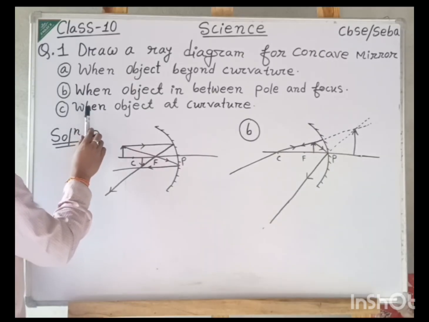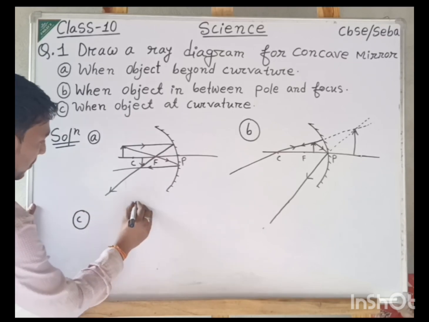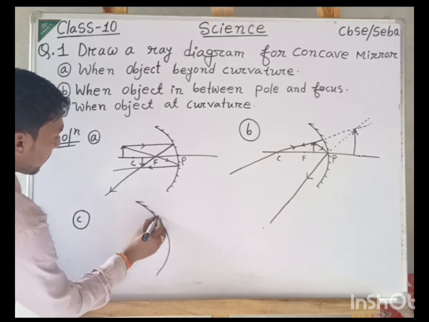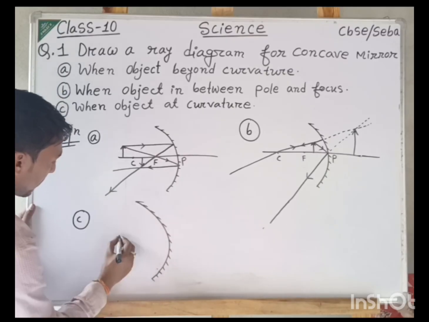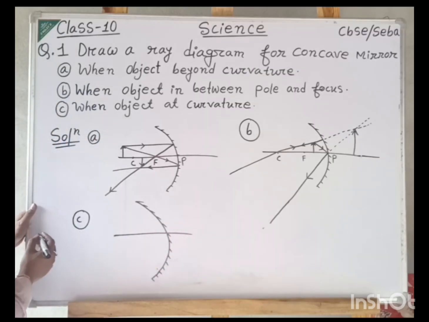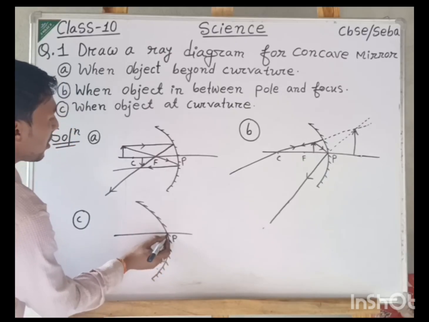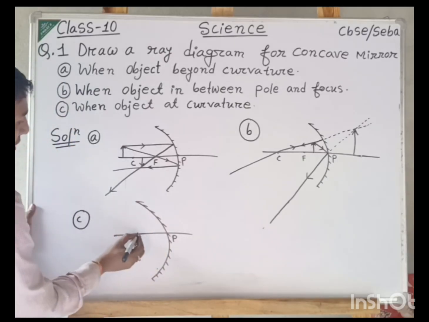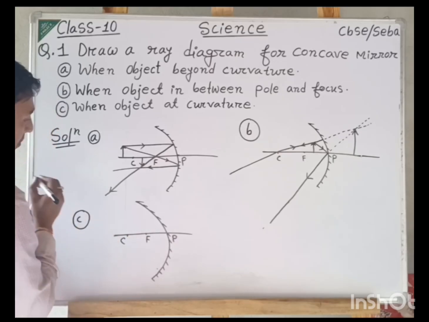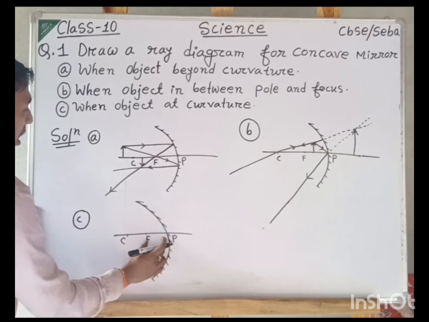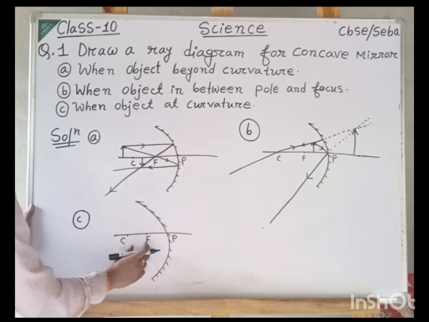Now I'll make a ray diagram for C, when the object is at the curvature. Now this is a concave mirror. This line is called the principal axis. This point is called the pole. And remember, this pole is the center of the mirror. Now here I'll get the focus, and this is the point of curvature. The distance from pole to focus and from focus to curvature, you take the same length. If this is taken as 2 centimeter, then this also you take 2 centimeter.